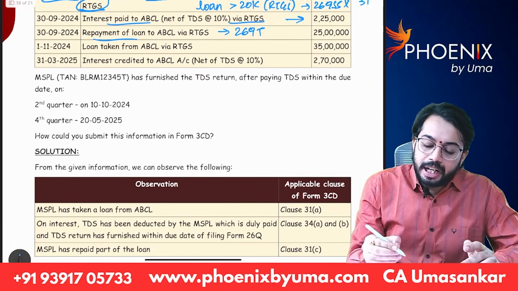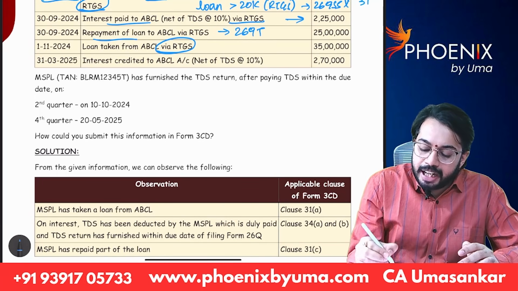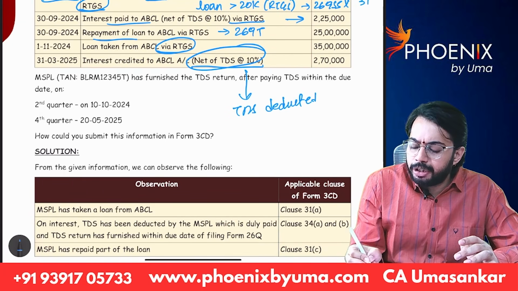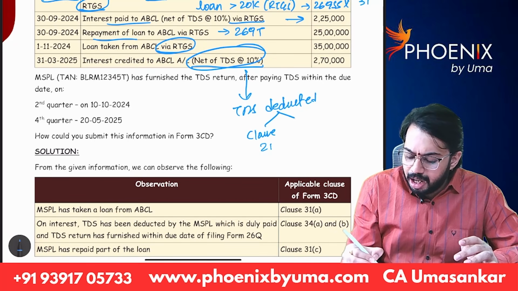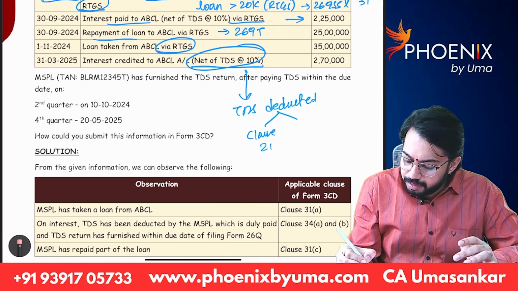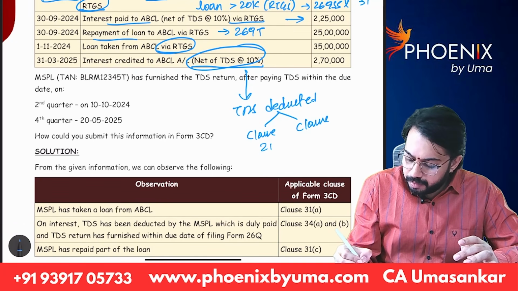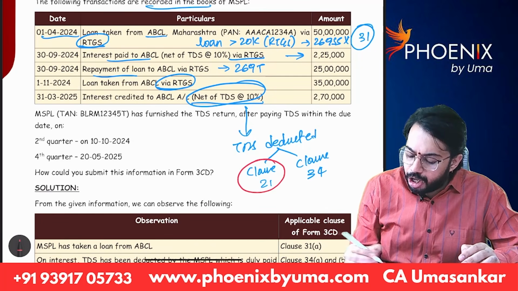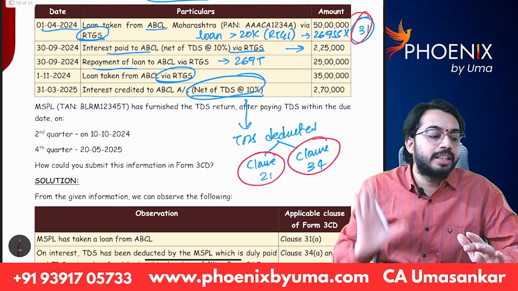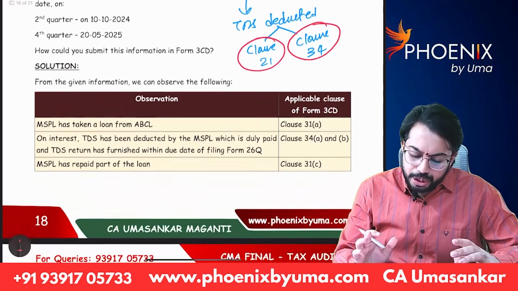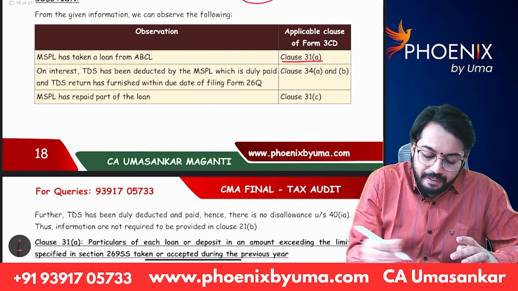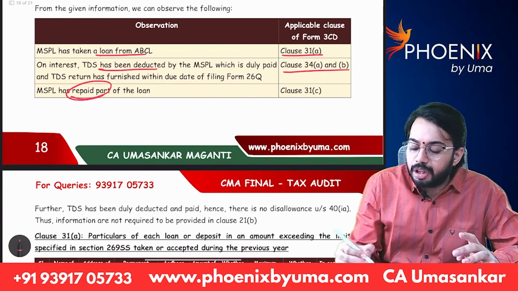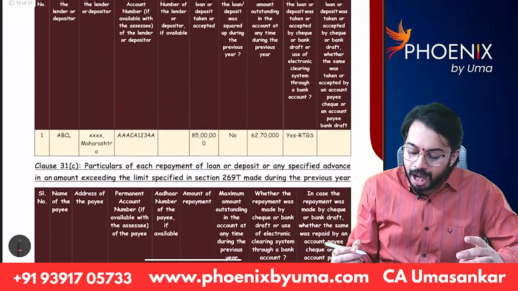Okay. Loan taken from ABCL via RTGS, interest credited, net of TDS. See here, TDS was deducted. As TDS was deducted, with regard to TDS, two clauses are there, clause 21 and clause 34. And with regard to loan, clause 31 is there. So you have to report under clause 21, clause 34 and clause 31. In those three clauses, you have to report the information. Whenever loan is taken and on interest TDS has been deducted, clause 34A, 34B, repaid the loan, clause 31C. So as per those clauses, you have to give the information.